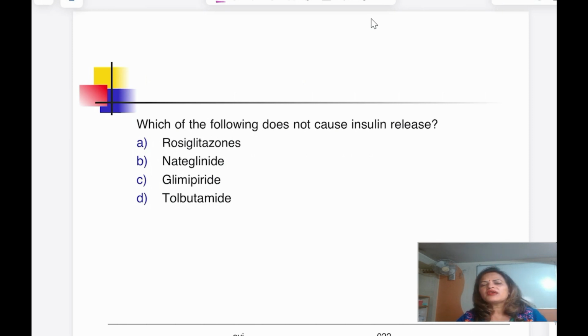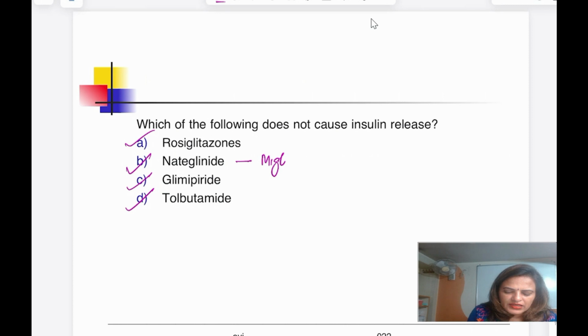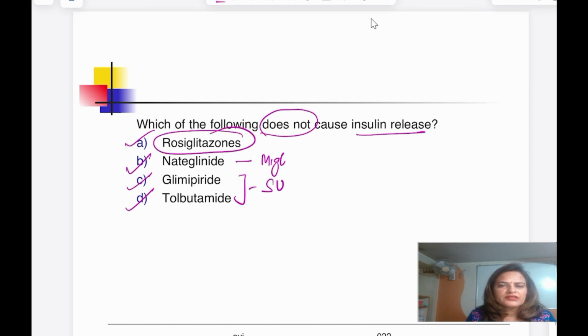Which of the following does not cause insulin release? The same thing can be asked in a different way. We have rosiglitazone, nateglinide, glimepiride and tolbutamide. Nateglinide is a Miglitinide and the others are sulfonylurea group of drugs, so they act by causing the release of insulin. Here we asked which does not. So the correct choice is A, rosiglitazone.